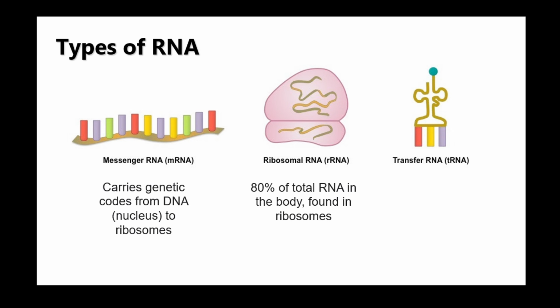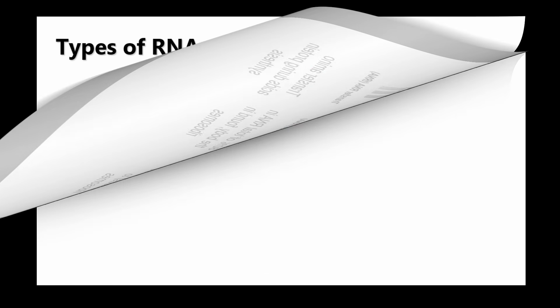Ribosomal RNA consists of 80% of the total RNA in the body. They primarily stay in what we call the ribosome, and these ribosomes are found in the cell. Finally, transfer RNA or the tRNA, they transfer amino acids during protein synthesis. So mamaya malalaman natin kung ano ba yung amino acids na tinatransfer nila. Punta na tayo sa DNA replication.